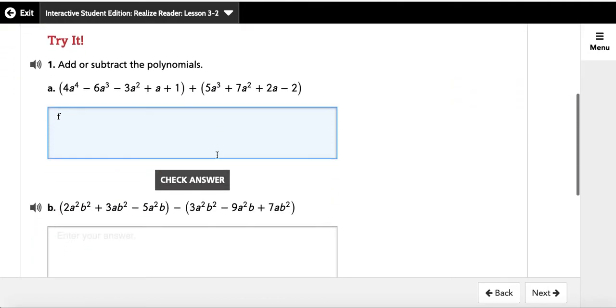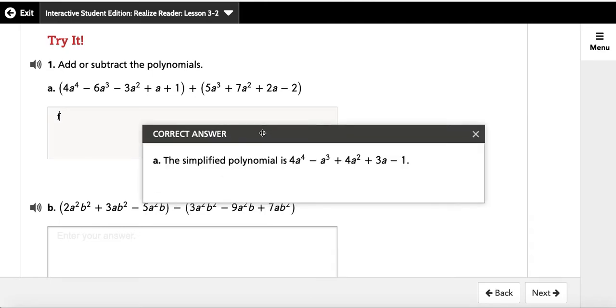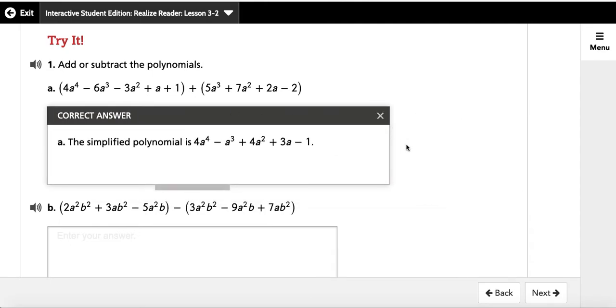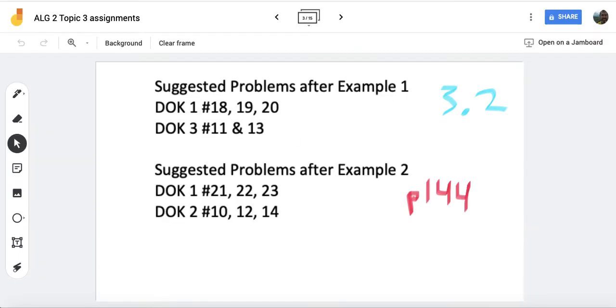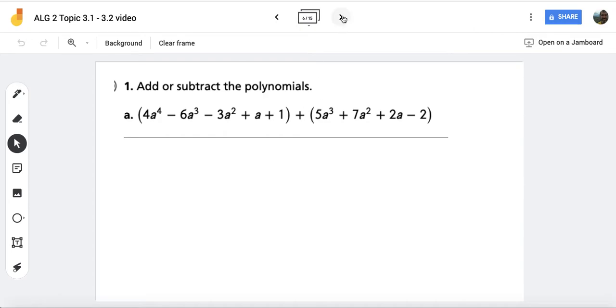Let's see if your answer matched this one. 4a to the fourth minus a cubed plus 4a squared plus 3a minus 1. And I said I would do out the subtraction one, so let me go to that. The subtraction one.